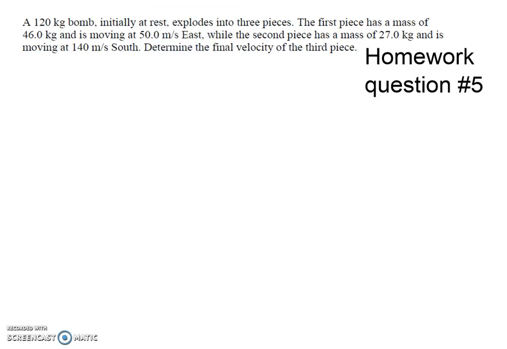A 120 kilogram bomb, which is initially at rest, explodes into 3 different pieces. The first one has a mass of 46 kilograms and is moving at 50 meters per second east, while the second piece has a mass of 27 kilograms and is moving 140 meters per second south. Determine the final velocity of the third piece.